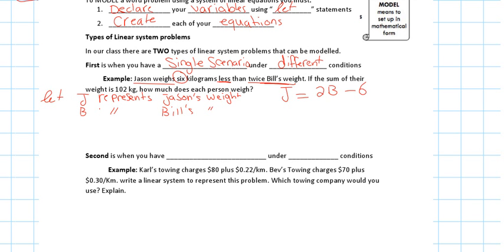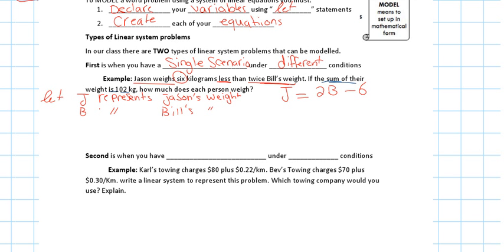Now, the sum, what does the word sum mean? Sum means total, which is subtraction, addition, division, multiplication? Addition, right? Sum when you add, right? The word sum means addition. So the sum of their weight is 102 kilograms. How would I write that as an equation?